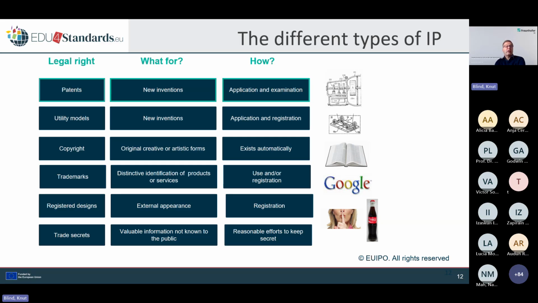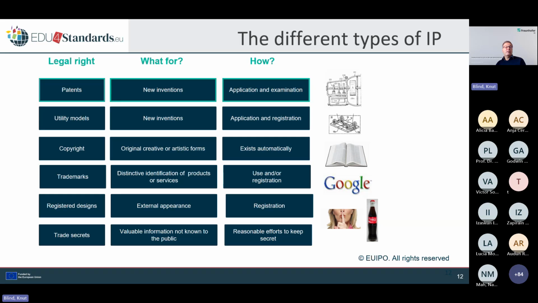It's there by creation. Then we have trademarks. That means here the idea is not so much on protecting innovation, but protecting the distinctive character of products and also services. Patents are in general not covering services. In the US, it's a little bit different, where they also cover software. In Europe, that's not the case.